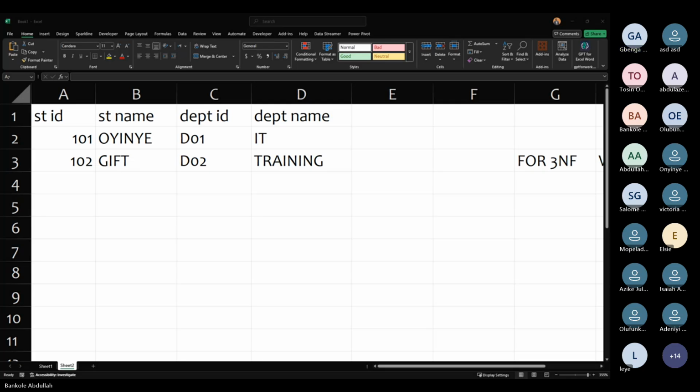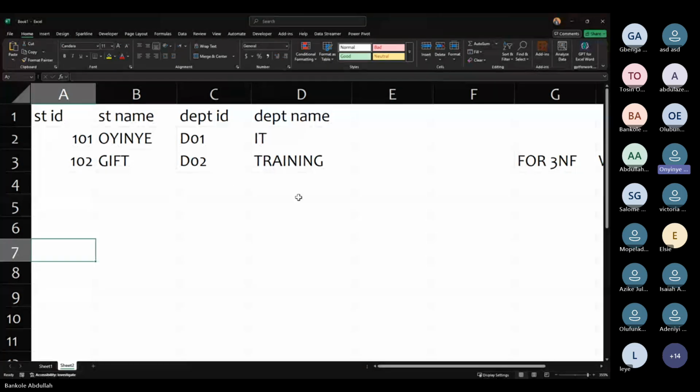Okay. So what should we do? Answer this one. What should we now do to achieve 3NF? So we need to separate them, because a non-key column should only depend on a key column, the primary key, right? Yes. So what are we separating from each other? We'll have a student table that will have only the student ID and the name, and then a department table that will have only the department ID and the name. Yes. Thank you. Simple.